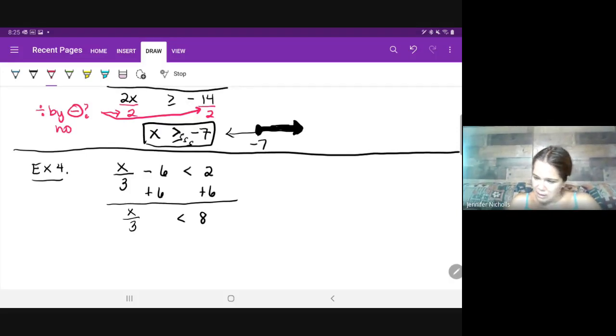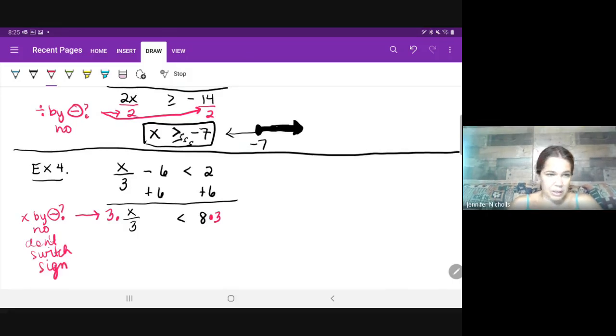Okay, so I'm going to change colors. So put times 3. Okay, times 3. Now, put a note over here. Put an arrow that says multiplying by a negative and put a question mark. So did you multiply by a negative? No. Okay, so don't switch sign. So put this, multiply by negative, don't switch sign.